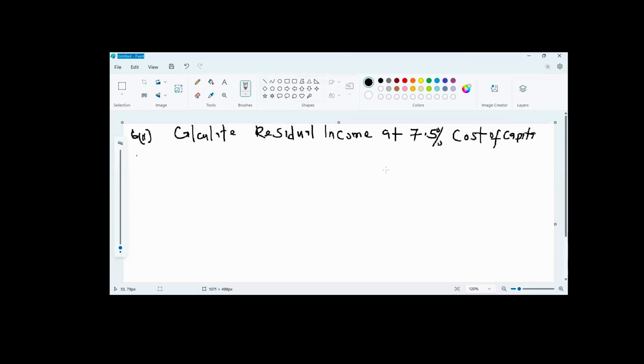You are going to state your division. We have Lagos. We have Kano. We have Gombe. We have Enugu. Then we have the company as a whole, that is the total. Then you are going to calculate residual income, which is profit minus notional interest.